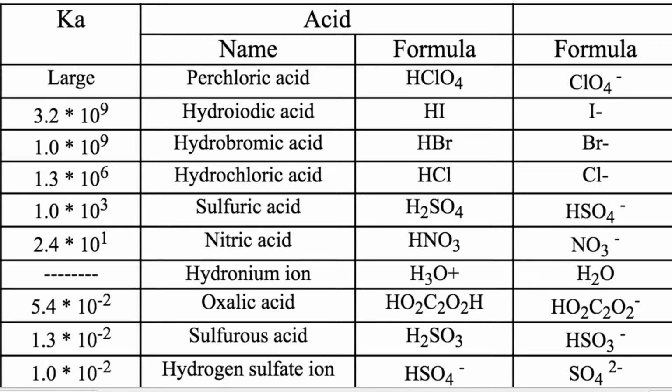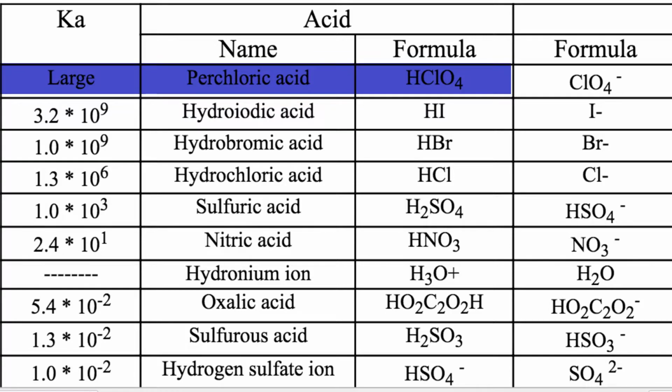If we look at this table of Ka values for some pretty strong acids right here, we see our good friend sulfuric acid coming in at 1 times 10 to the third. That means it's 10 to the third away from its original concentration of 1 molar. That's a pretty strong acid. Hydrochloric acid jumps up from 1,000 to 1.3 million. Hydrobromic, stronger still. It's a billion. Hydroiodic, 3.2 times 10 to the ninth, is 3 billion. And one of the strongest acids out there, perchloric, its Ka is so big, all we write is large.